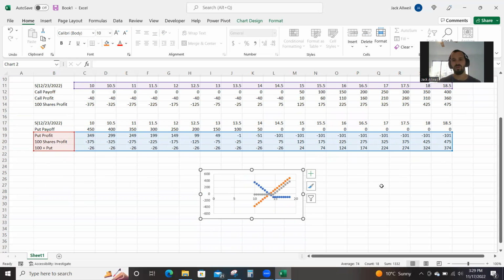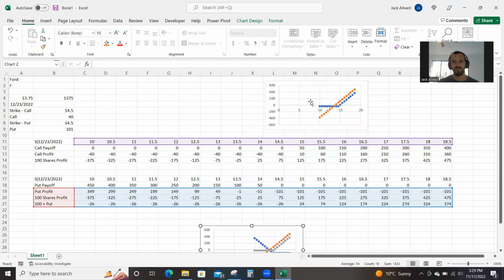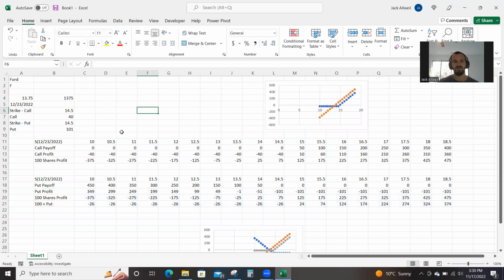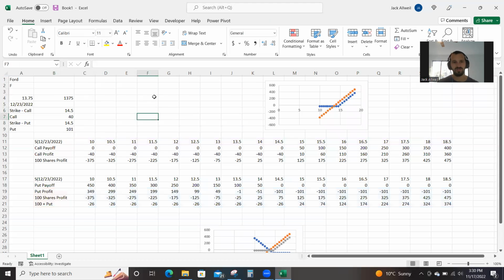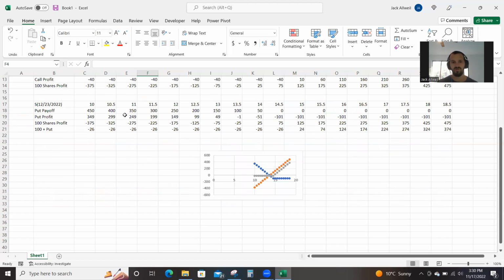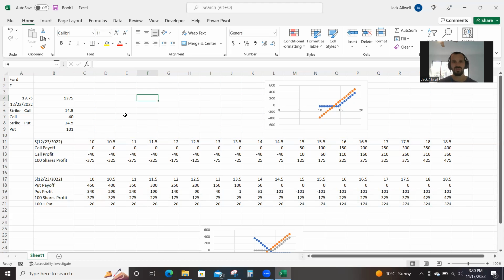So hopefully this helped you understand calls and puts and the payoff and profit diagrams. And hopefully you can use Excel to analyze some calls and puts on your own and see what the profits and payoffs look like. There are endless combinations of calls and puts you could use, different strike and expiration dates, all sorts of cool things you can use in different situations. So hopefully you enjoyed this.